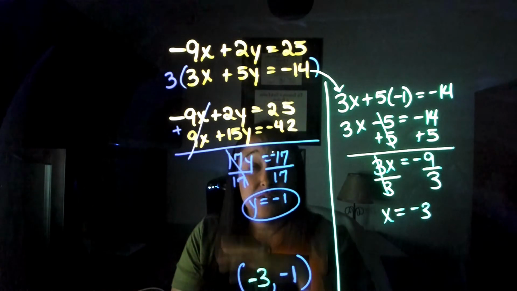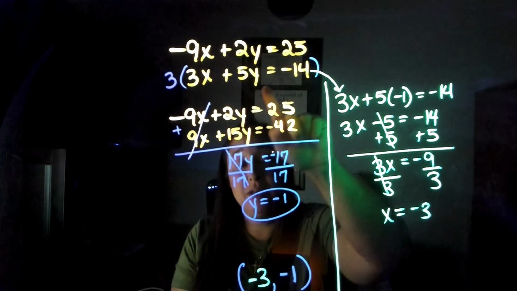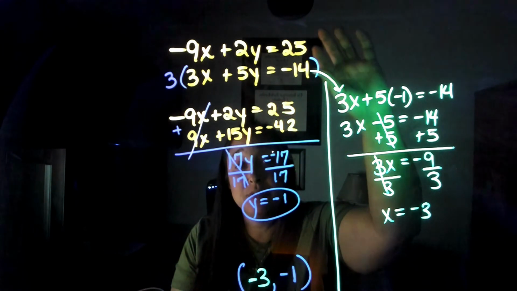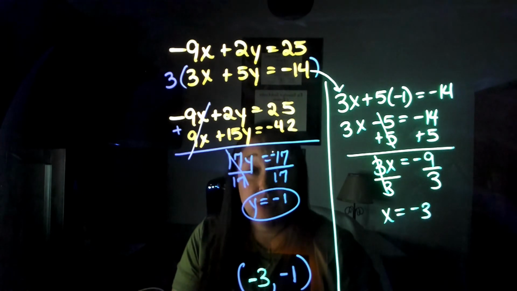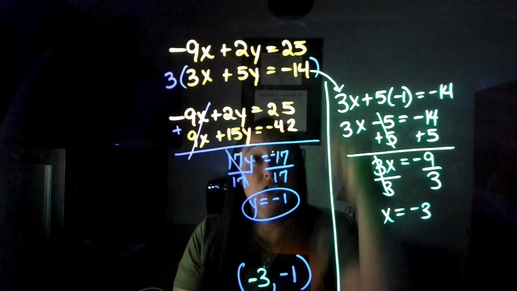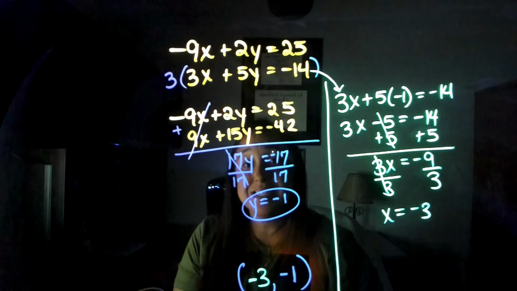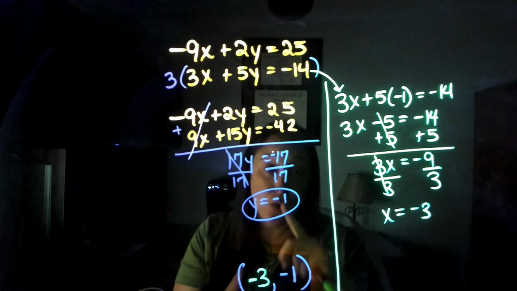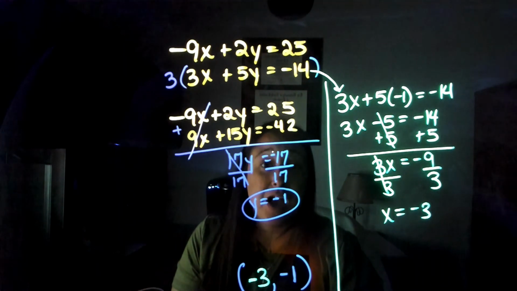Another method of solving these is I could take each one of these equations and solve them for y. In other words, put them in slope-intercept form, right? And graph the equations. And where those two equations meet, where they cross, that is the solution. So if I were to put both of these in slope-intercept form and graph them in either Desmos or my calculator, what I would find is that they intersect at one point, and that point is at negative 3, negative 1.